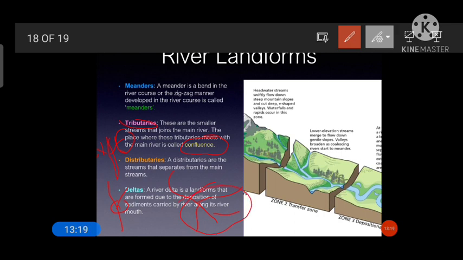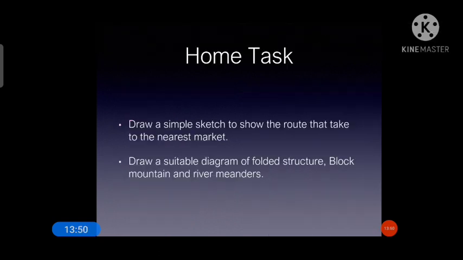Okay, now what are deltas? A river delta is a landform that is formed due to deposition of the sediment carried by the rivers along its mouth. You can see this is the river and this is the ocean where the river deposits its sediments. After deposition of the sediments, a triangular type of landform is developed near the river mouth. Such a landform is known as a delta. Okay, so this is all about the river landforms.